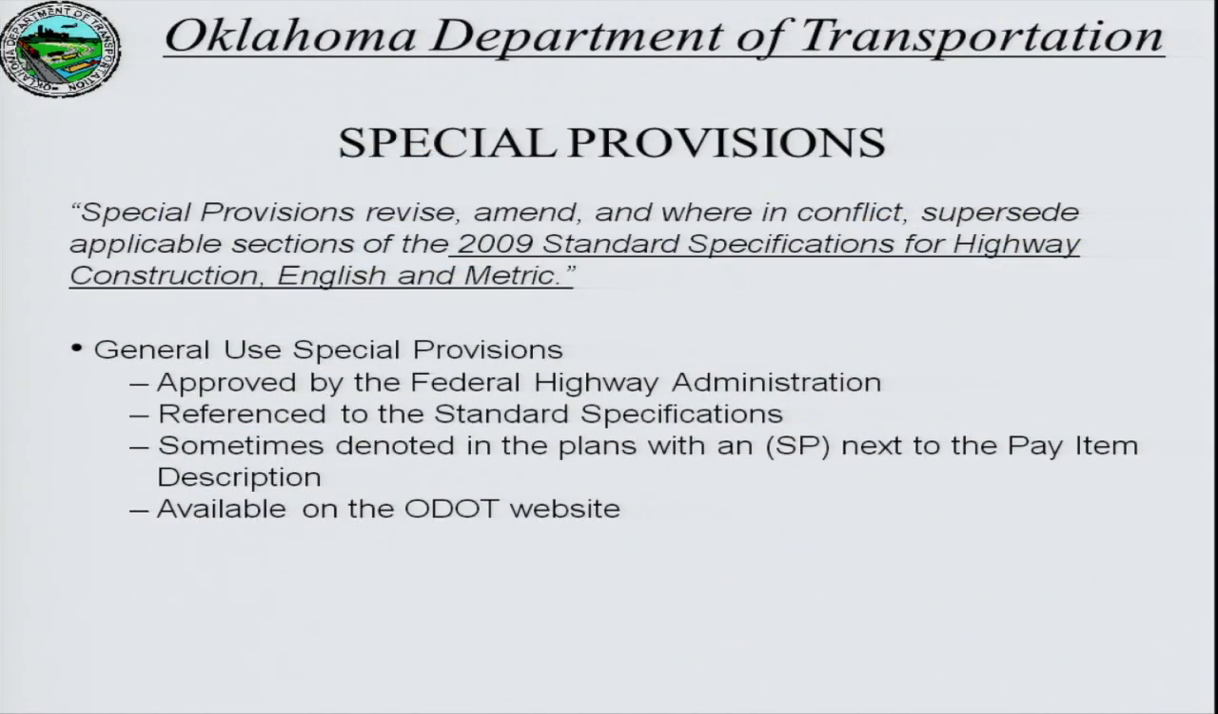General use special revisions. Any of our special revisions, which we call general use, have been approved by the Federal Highway Administration. Every provision that we develop, we submit to them for their approval, so they know exactly how we're amending the 2009, how we're amending the book with our special revisions. Every provision is referenced to the book. So if you get a special revision 414-5, then that 414 references you back to the 414 section within the book.